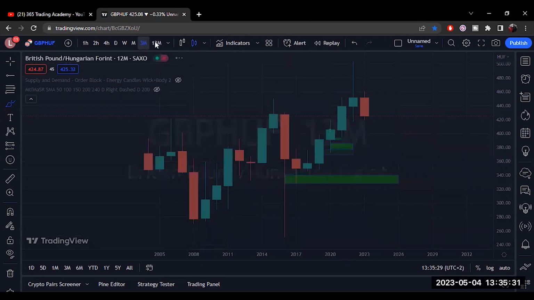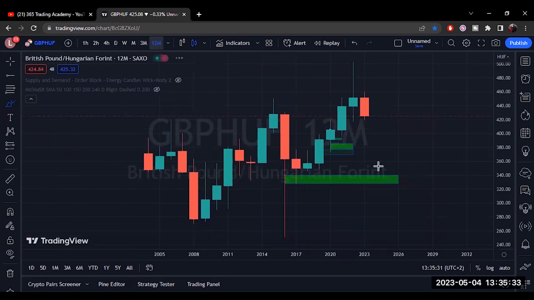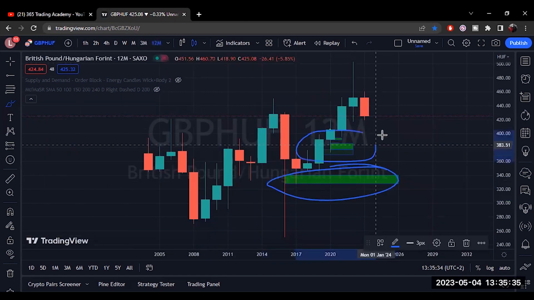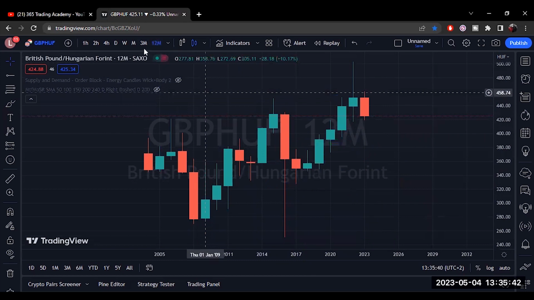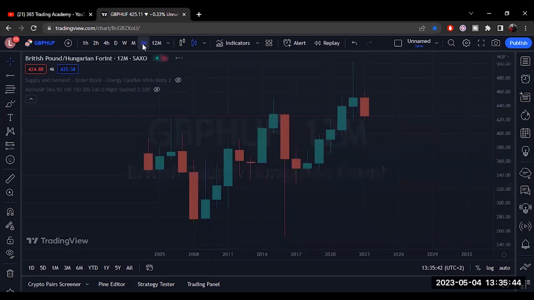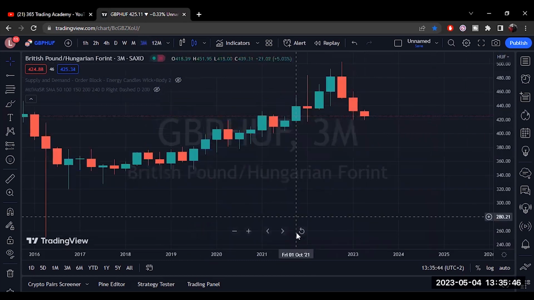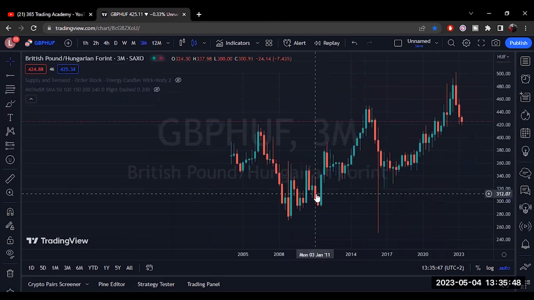So let's first of all remove these. These are probably valid zones that I drew a long time ago. We don't need them right now. Let's create new ones together. Right, so on the 3 months time frame, which is our presidential chart, I'm going to just resize it. This is what it looks like on the 3 months chart.